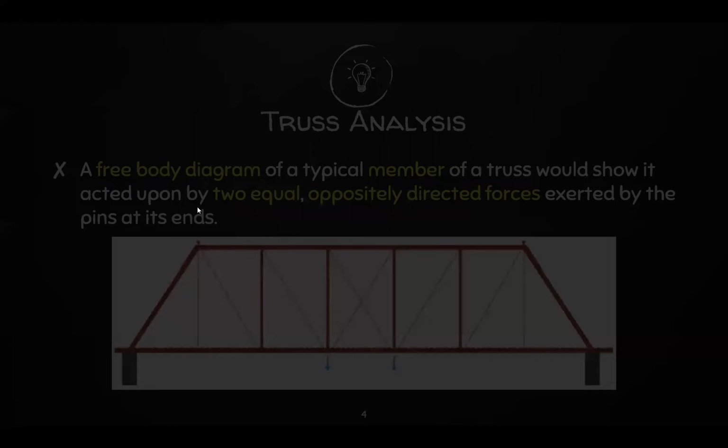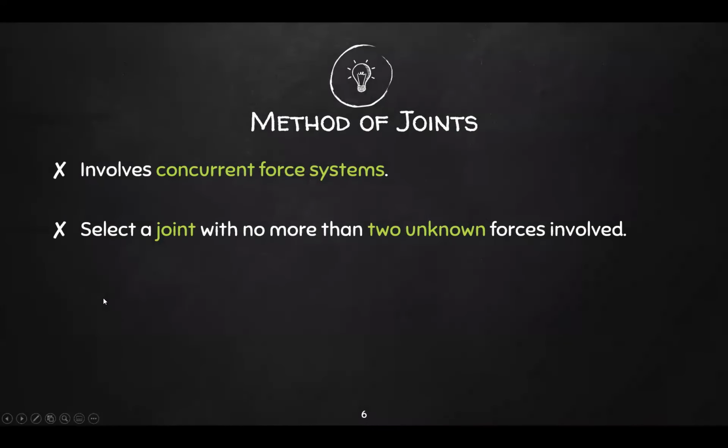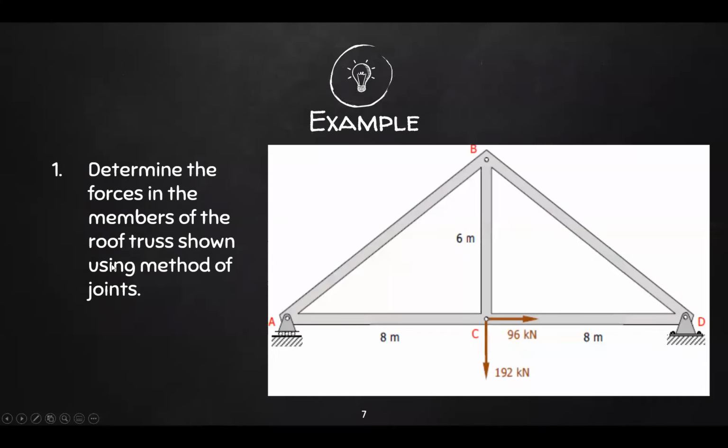Okay. Next, so I've mentioned method of joints, so now we'll tackle that topic as a review. So recall, method of joints only involves concurrent force systems. To solve using method of joints, you're going to select a joint with no more than two unknown forces involved. So for us to be reminded of how to solve, let's have an example. Number one, determine the forces in the members of the roof truss shown using method of joints. Okay, let's solve.